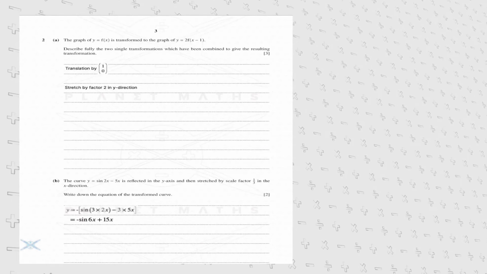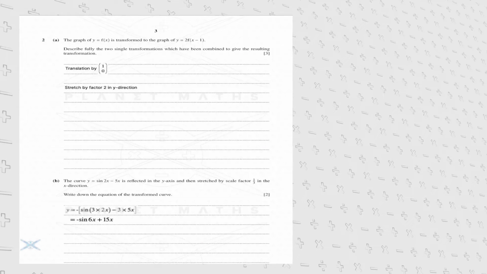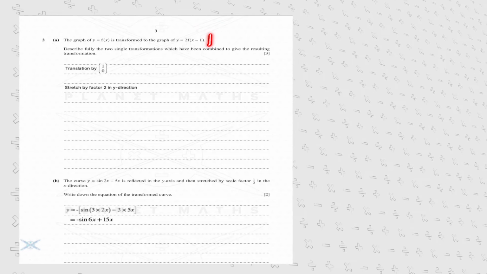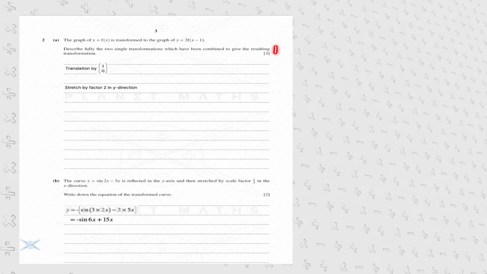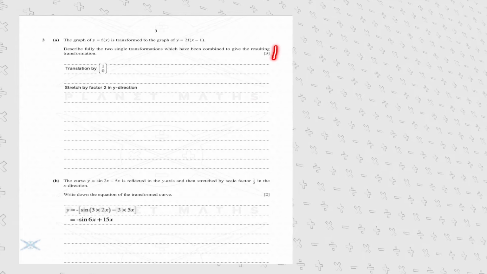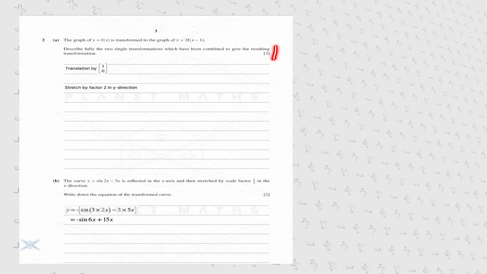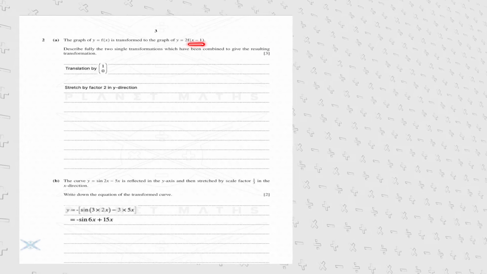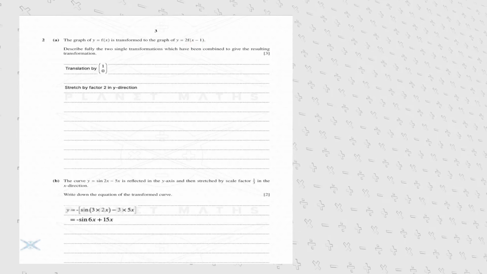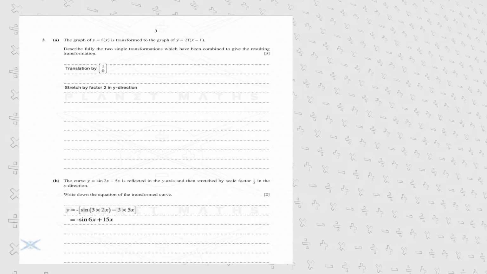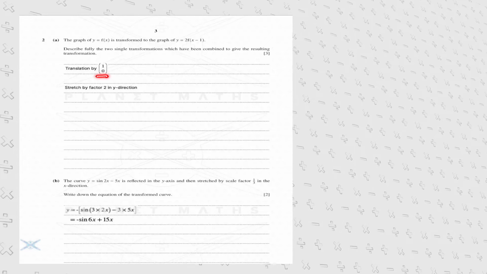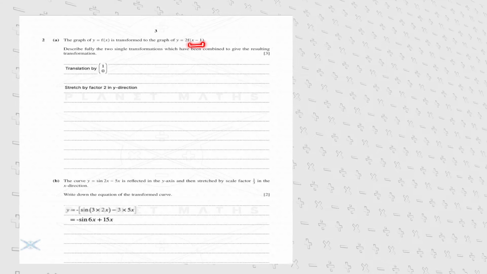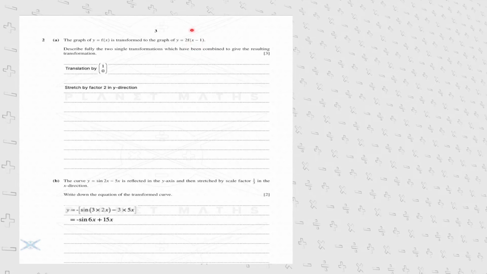Moving on to exercise 2, where in part A it is stated that the graph of y equals f of x is transformed to the graph of y equals 2f of (x minus 1). We are supposed to fully describe the two single transformations which have been combined to give the resulting transformation. Looking at the expression within brackets, where it's stated that x is minus 1, we can conclude that the translation that occurred there can be represented by the vector (1, 0), since in order to get 0 returned as a result for the expression inside of the brackets, we would have to subtract 1 from 1.